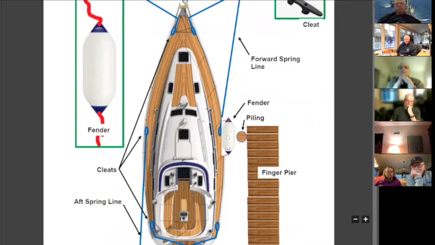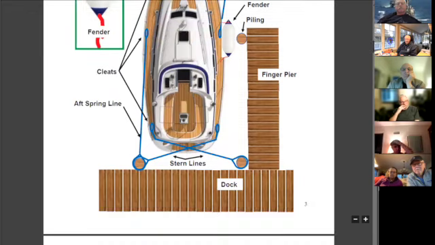Additionally, there's a fender shown here with the piling. You'll see that the fender is horizontal. Typically what you do is it's the opposite of what you're fending off from. So in this case, we're fending off from a vertical piling, so the fender is put on horizontally. If that piling wasn't there and it was just the finger pier, the fender would probably be hung vertically, because the finger pier is a horizontal surface and you're fending off the horizontal. And there's also a picture of a cleat there.